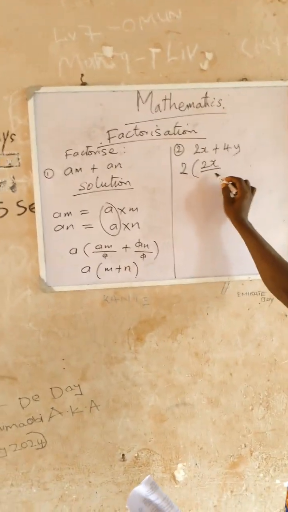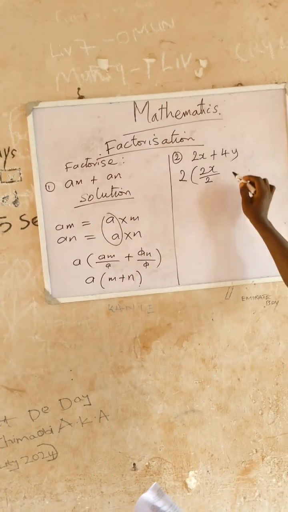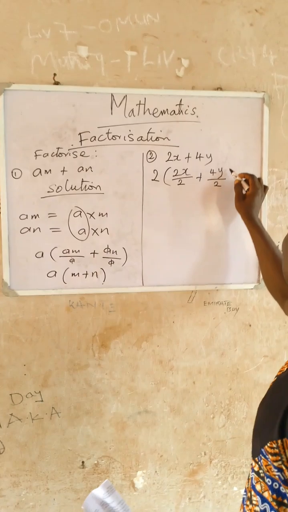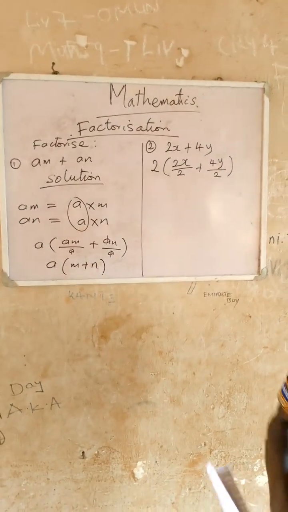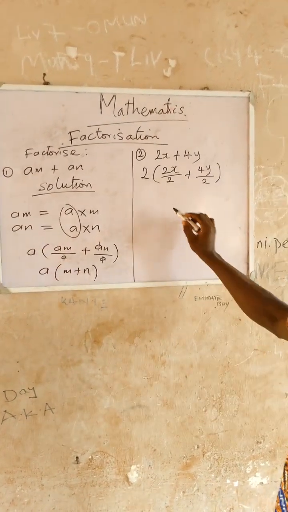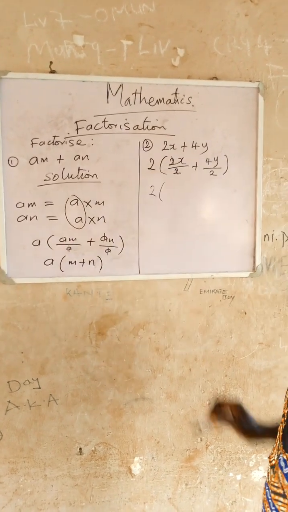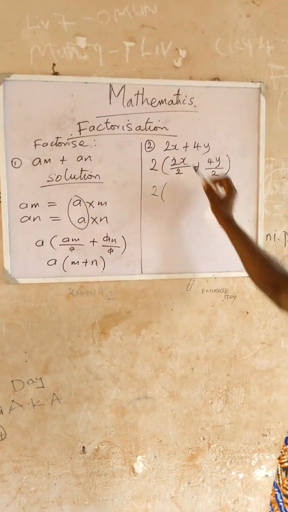And then 2x, use that 2 to divide 2x. Plus 4y, use that 2 to divide 4y. Whatever you get will be your last answer. And so I will still write 2 here into. We cancel out here, 2 we cancel out. We are left with only x.